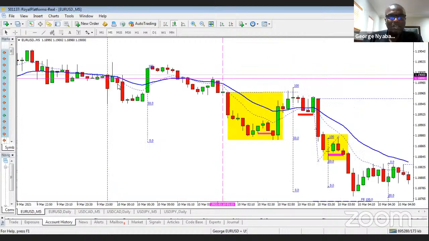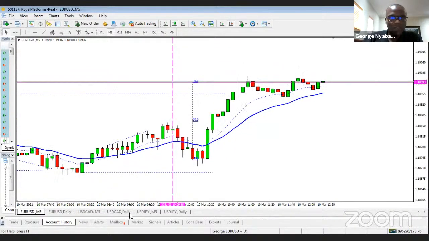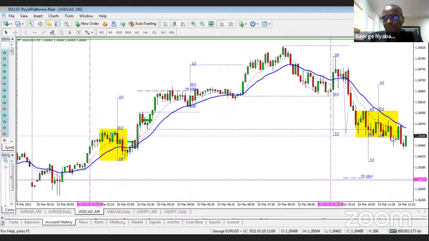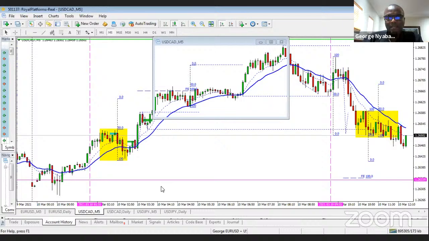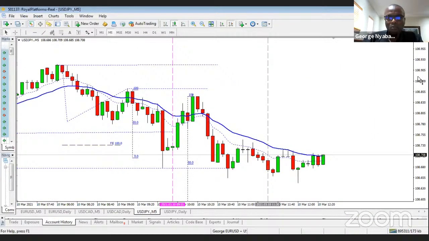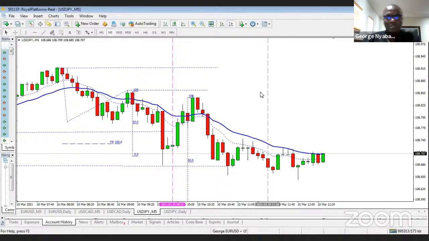Let's have a quick look while we shut down. Okay, no setups have really set up for us on the euro. So break beneath that, so we've got to wait again on the CAD. We're also waiting on the yen. So it's worthwhile to wait because you'll get your rewards.